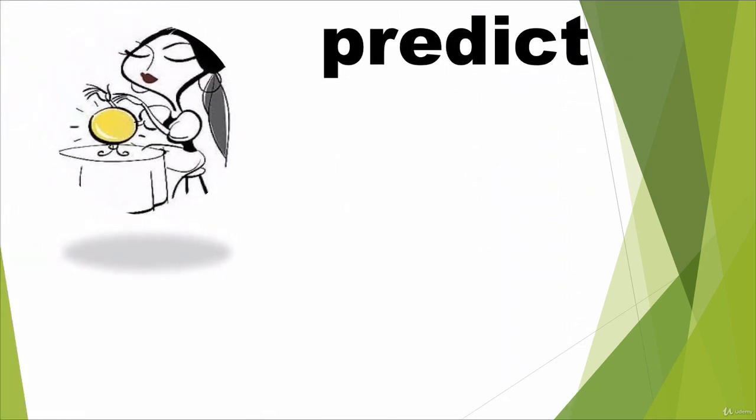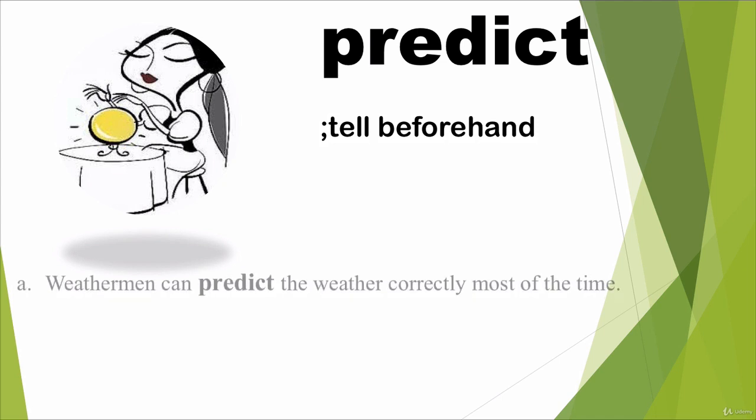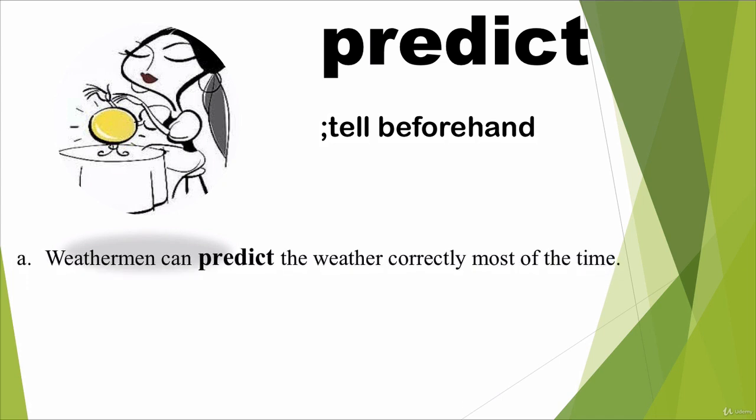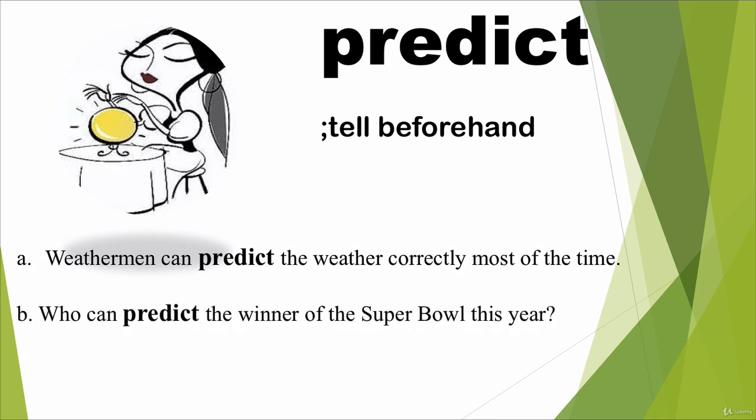And predict, the next word. Predict is a verb. The noun is prediction. And this woman in this picture, she's trying to predict something, I guess, which means to tell something beforehand. Weatherman can predict the weather correctly most of the time. Right. Who can predict the winner of the Super Bowl this year?